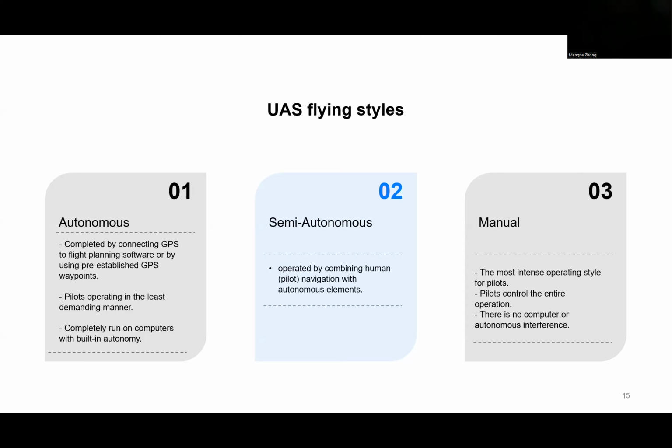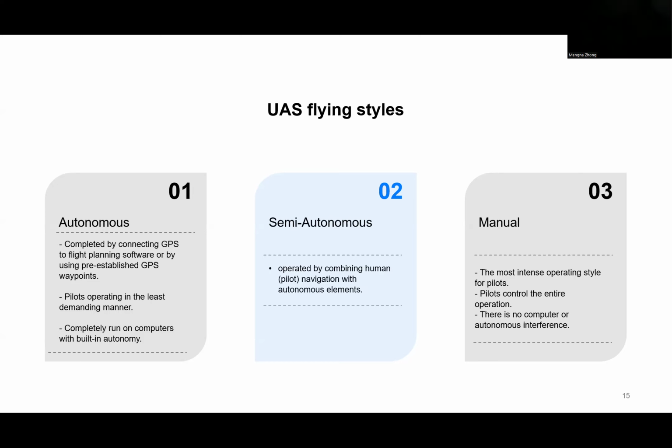Second one, semi-autonomous UAS. They combine human and computer autonomy, allowing for manual intervention when needed. So this approach is beneficial in complex, confined spaces where full autonomy may be challenging. But the article also mentioned that semi-autonomous control is uncommonly used, with only a few studies adopting this approach.